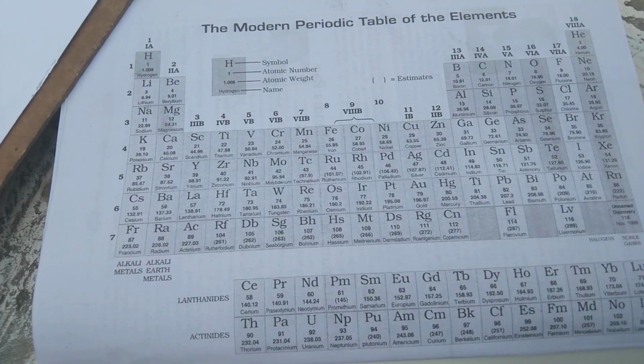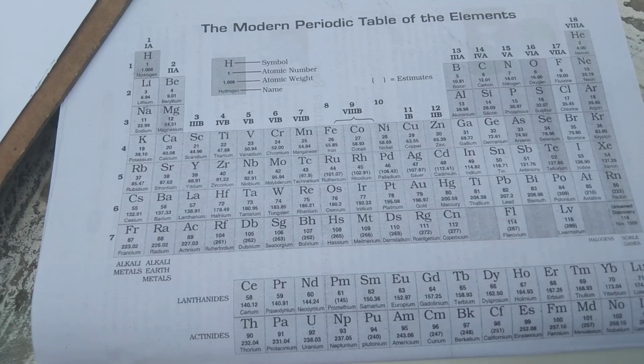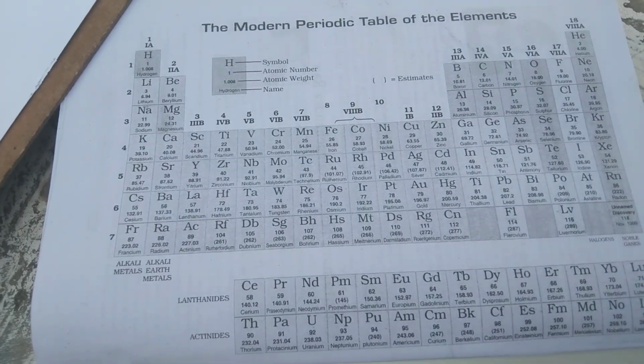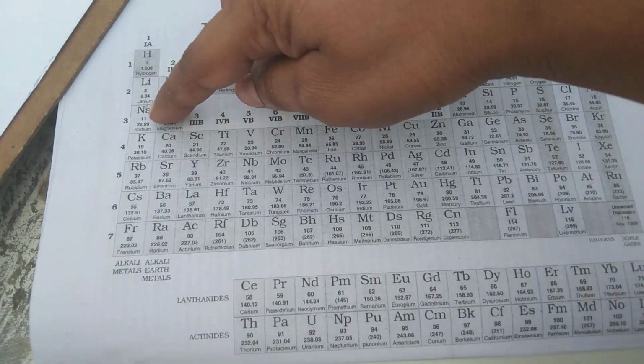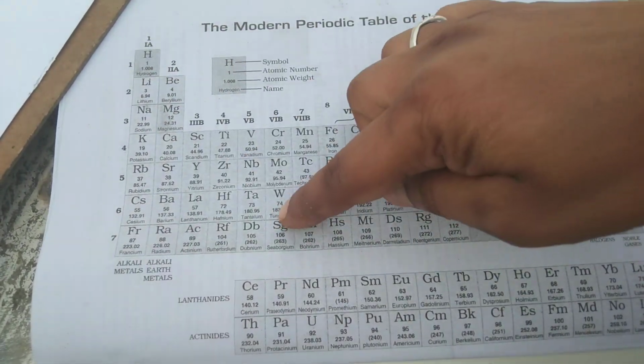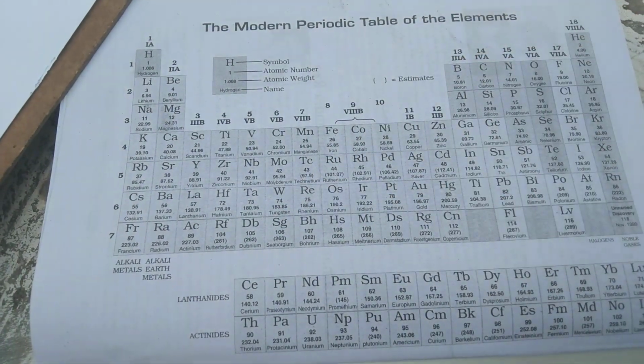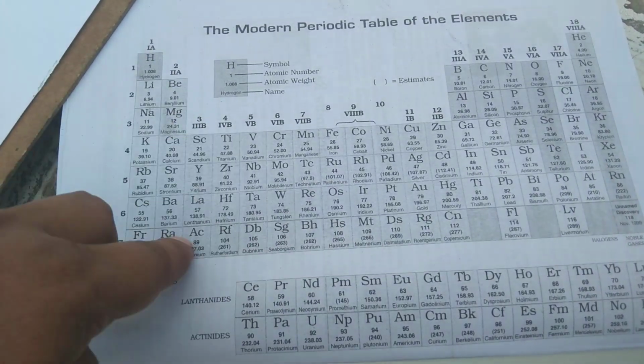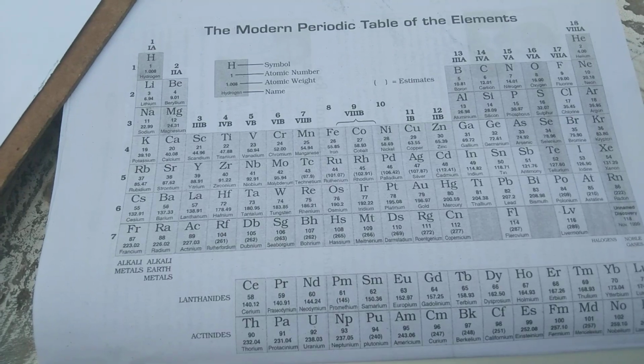Hello children, let us see the modern periodic table of the elements. Actually, we have 7 periods. Horizontal rows are known as periods, 1 to 7. First period, second period, third period, fourth period, fifth period, sixth period, seventh period. We have 18 groups: group 1, group 2, group 3, group 4, up to the 18th group.